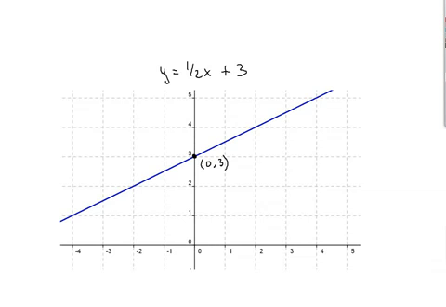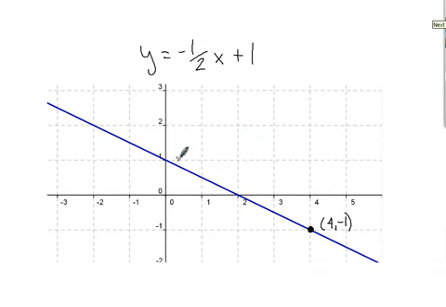So what I did is I went through and graphed the three equations in order. And you can see here from y equals 1/2 x plus 3, 3 is my y-intercept, and I went up 1 over 2, which is my slope. On the next one, we had a y-intercept of 1, which is right here. And my slope was negative 1/2, so I went down 1 and over 2.